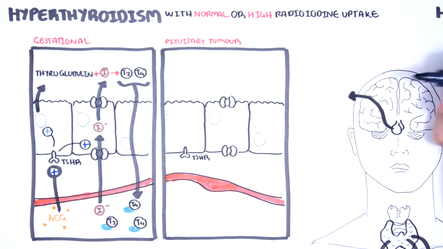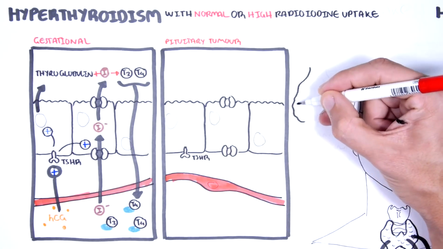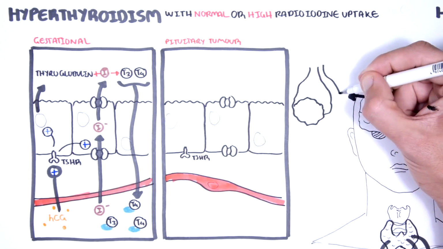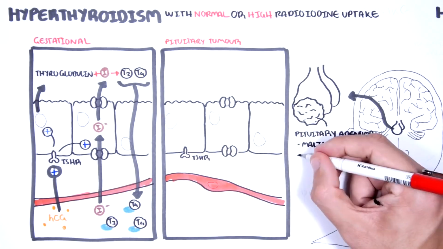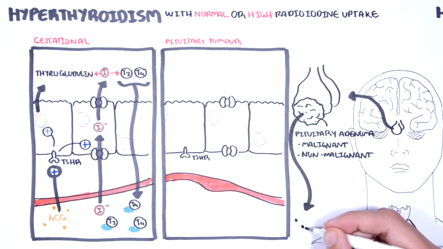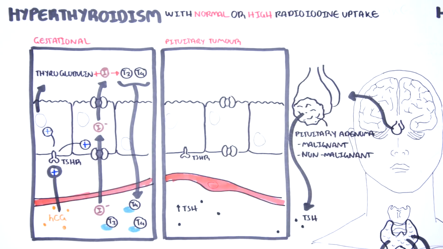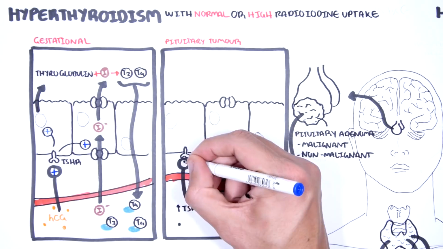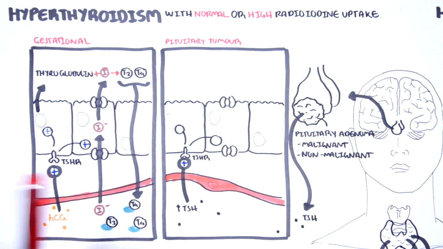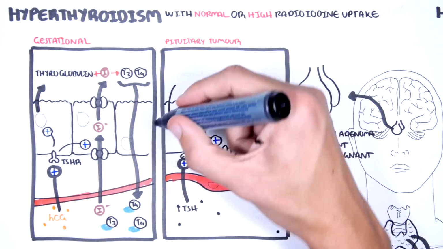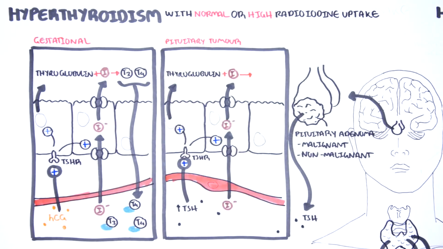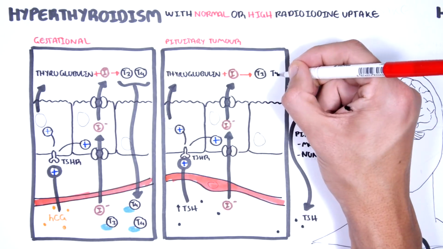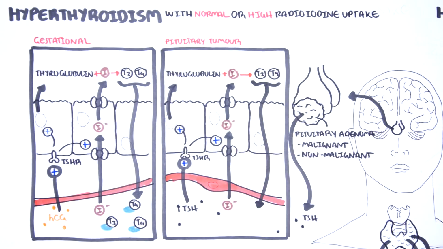Autonomous secretion of thyroid-stimulating hormone by a pituitary adenoma is a rare cause of hyperthyroidism. Pituitary adenoma can be malignant or non-malignant. Regardless, it causes an increase in thyroid-stimulating hormone production. With more thyroid-stimulating hormone in circulation, this means the thyroid-stimulating hormone receptor is stimulated. Activated thyroid-stimulating hormone receptor increases thyroglobulin and iodine in the colloid, which means more T3 and T4. More T3 and T4 then enter circulation bound to protein, resulting in hyperthyroidism.